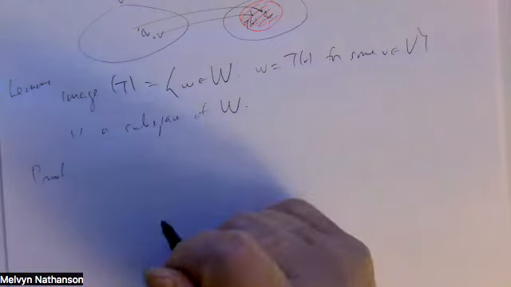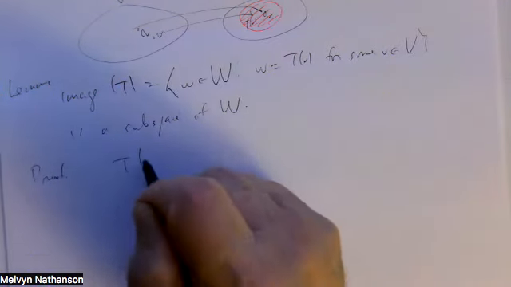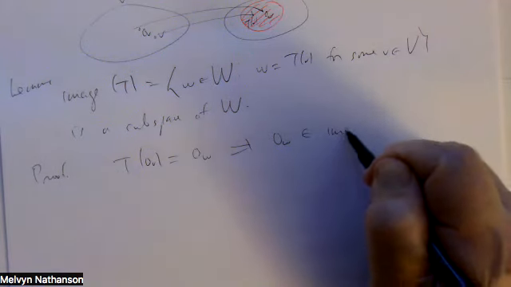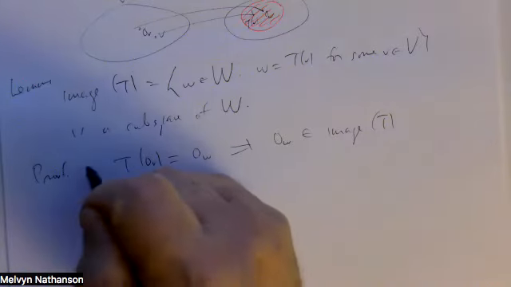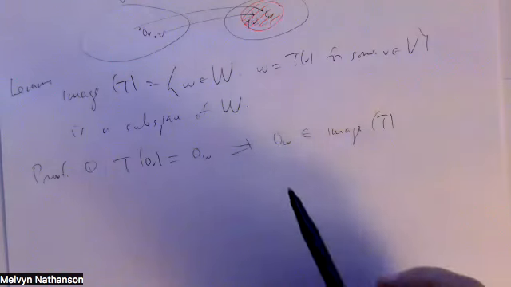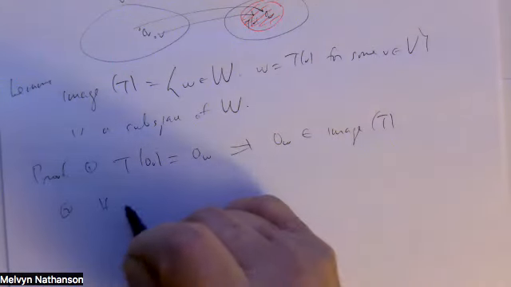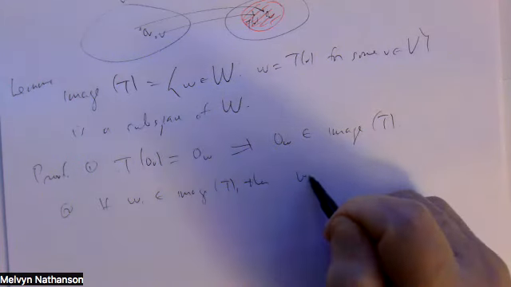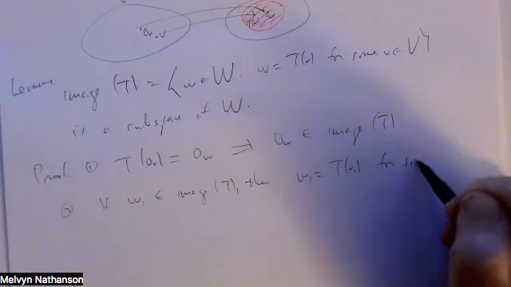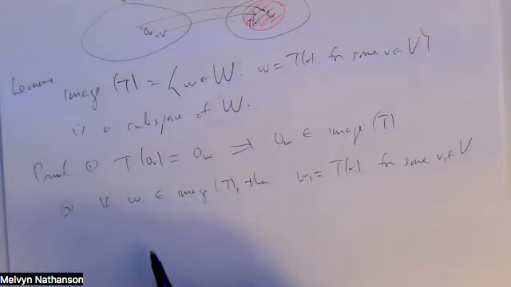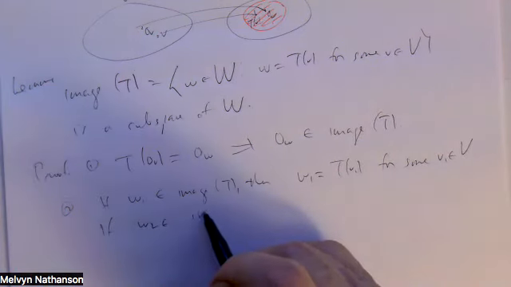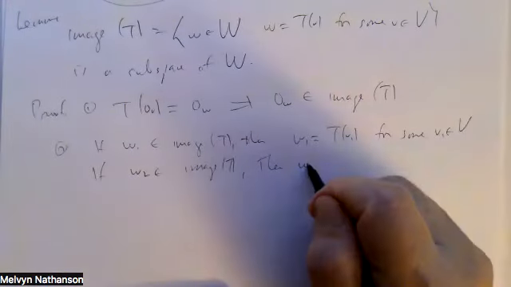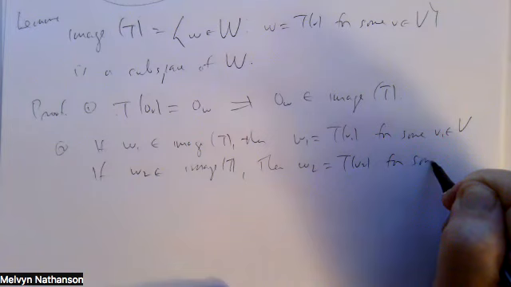So again, what is the proof? We have that T of the zero vector in V is the zero vector in W. So the zero vector in W is certainly in the image of T. So the image of T contains zero. Second, if w1 is in the image of T, then w1 is equal to T(v1) for some v1 in V. That's the definition of the image. And if w2 is another vector in the image of T, then w2 is T(v2) for some v2 in V.